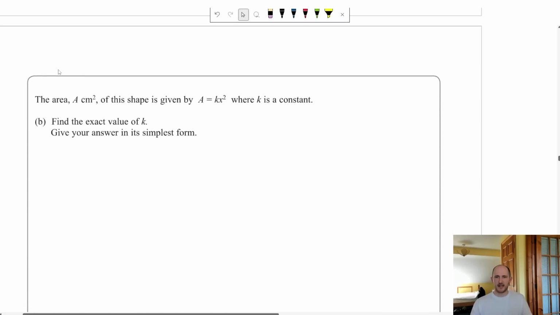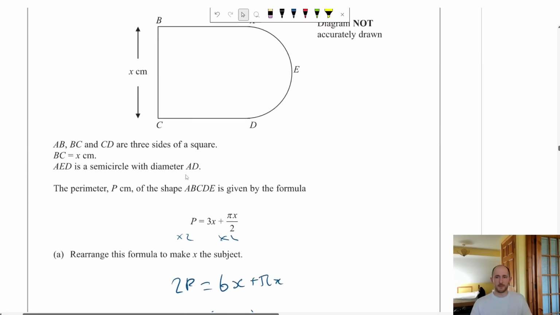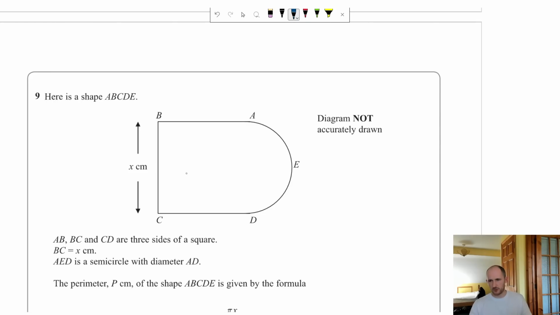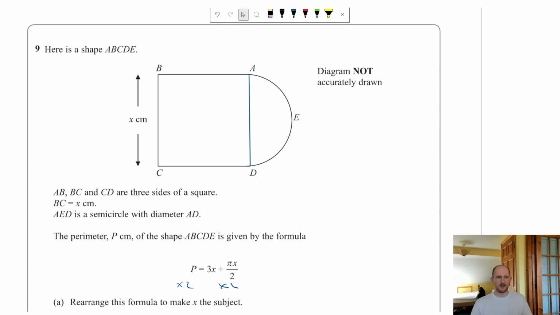All right. However, the area is given by A equals k x squared. Find the exact value of k. So basically, we just need to find the area of this shape. If I draw a line going from A to D, this is a semicircle plus a rectangle, I want to say. Yeah, semicircle plus a rectangle. Never mind, I'm an idiot. It's a square, not a rectangle, which makes my life easier.